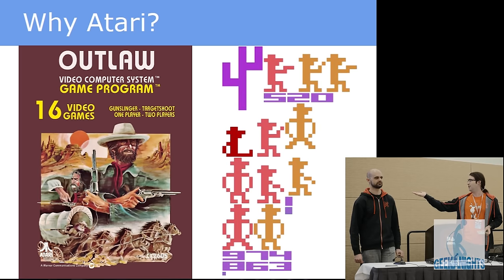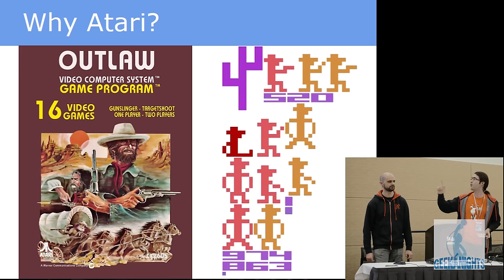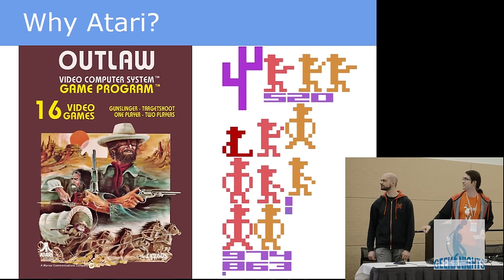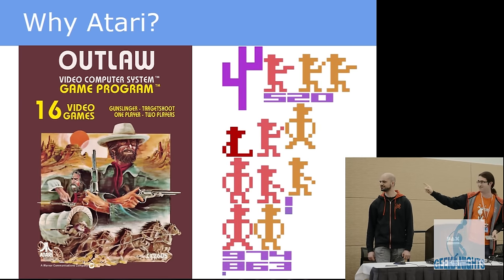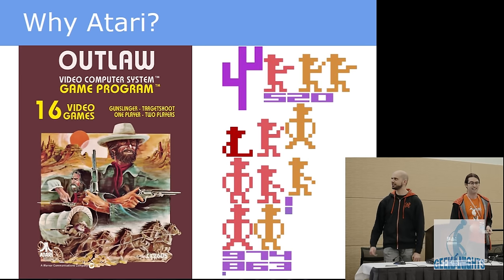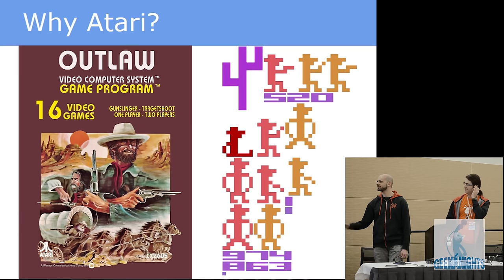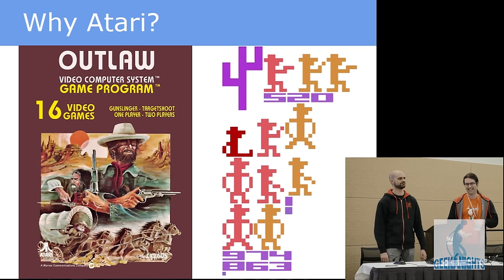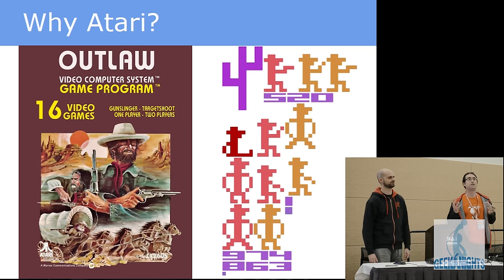But why Atari games? If you look at a game like Outlaw on the Atari 2600, there are more pixels in that box art than there are in the game. That's almost every possible thing you could see in that game. In fact, that JPEG of the game is probably larger than the code of the game. Because it's such a simple game, you can literally count every single pixel on the screen at every frame, and you could do it by hand. You wouldn't even need a computer to do it.